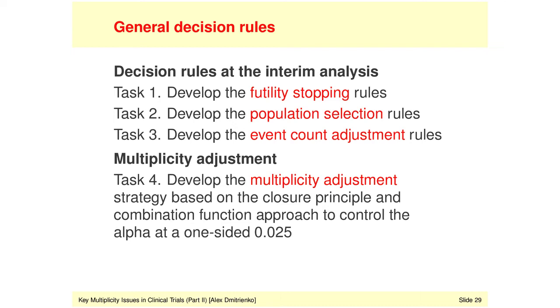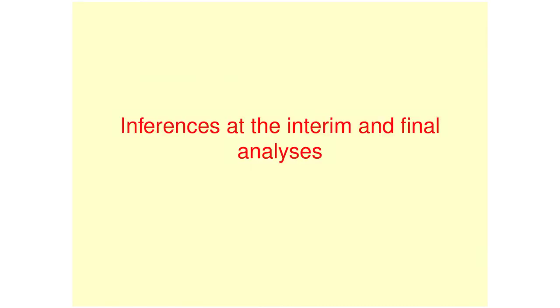And in addition to this, the sponsor will need to think about how to develop an appropriate multiplicity adjustment that once again makes use of the closure principle and combination function approach and helps control the overall alpha at a predefined level, for example at a one-sided alpha of 0.025. And we're going to focus now on task 4. Inferences at the interim and final analyses.